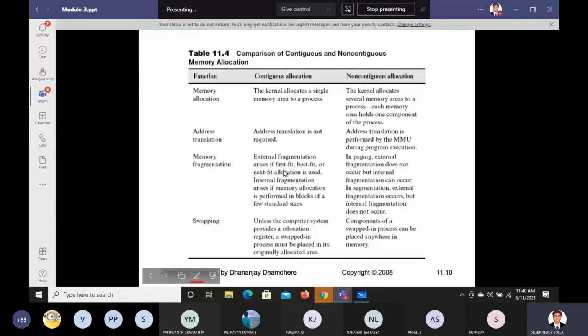Okay. Please go through this table, which compares non-contiguous and contiguous memory. Please go through this.